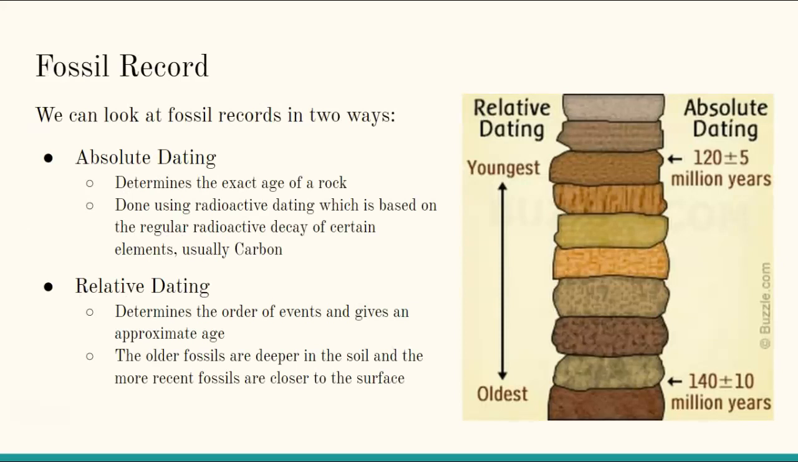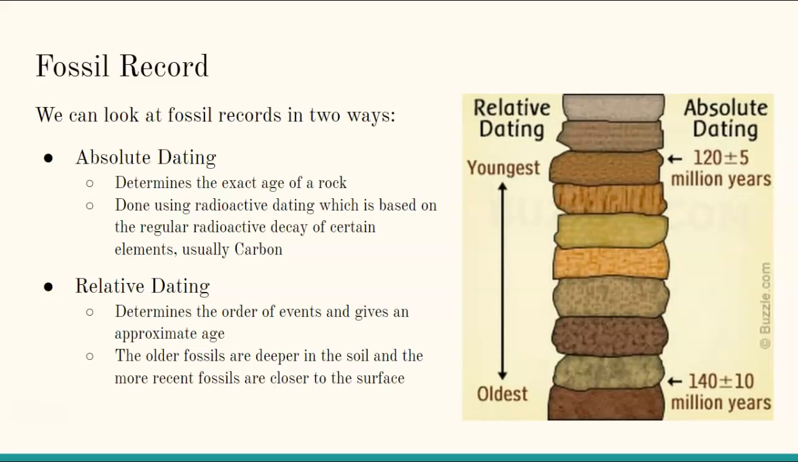With fossils, there are two different ways that we look at fossil records: absolute dating and relative dating. You can probably figure out which one is more reliable based strictly on their name. Absolute, I mean, that seems pretty profound, right? I'm absolutely sure that I know when this fossil was. And then relative dating is like, I'm relatively sure that I know where this fossil is. And that's pretty much what it means.